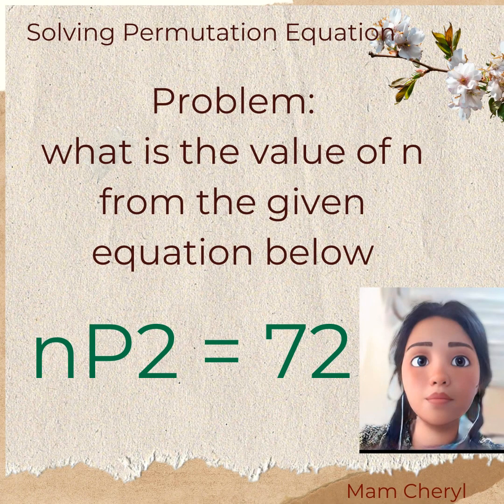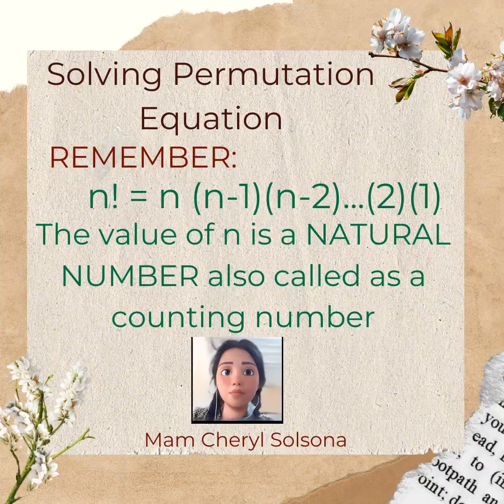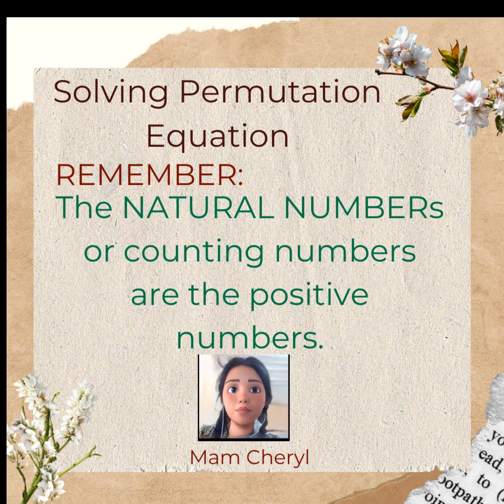Solving permutation equation, we have the problem: what is the value of n from the given equation? Permutation of n taken 2 is equal to 72. Remember that n factorial is equal to the diminishing product of n up to 1. That means the value of n is a natural number, which is also called the counting number. The natural numbers start from positive 1.